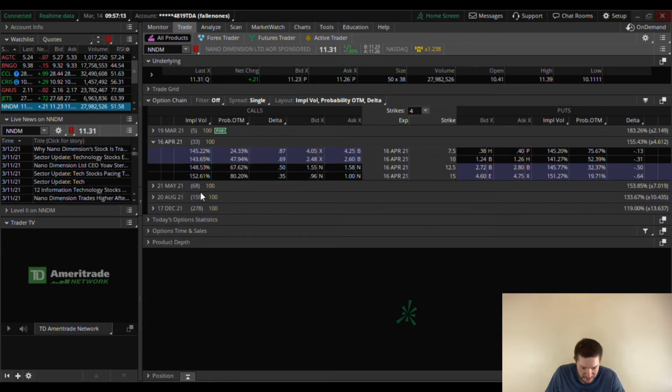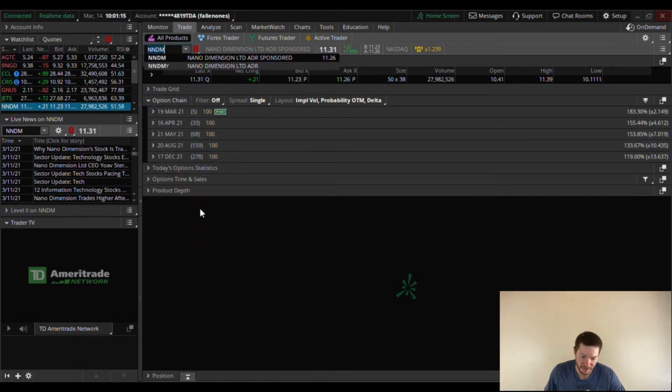So on these April 16th calls, you can see your probability of out of the money on the in the money call options are lower, so your probability of losing money is lower. Whereas if we go to the out of the money call options, this has an 80% probability that you will close out of the money. So this is 80% probability that you will lose your money.